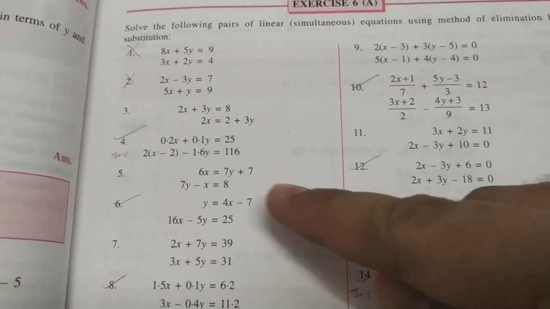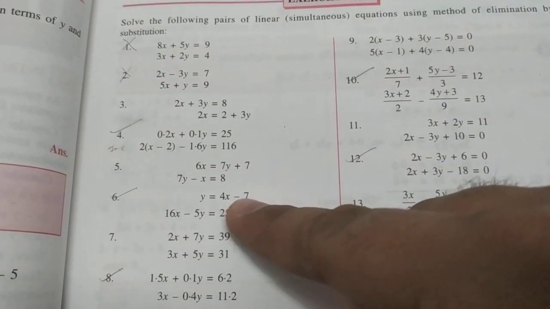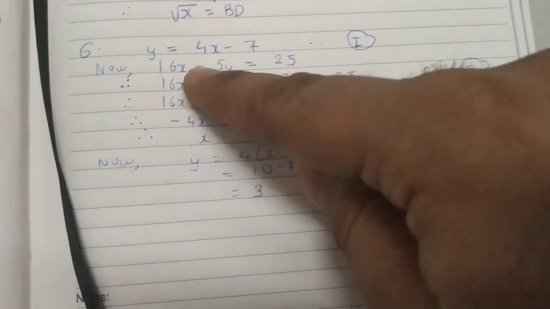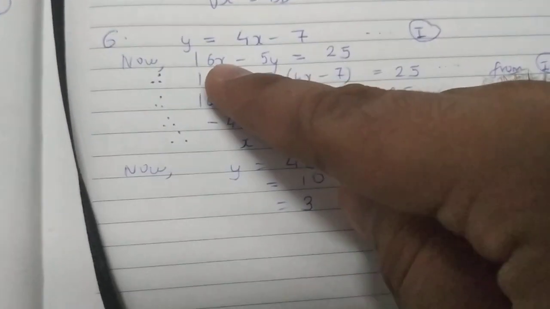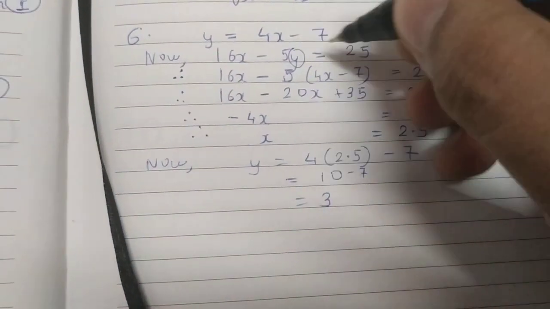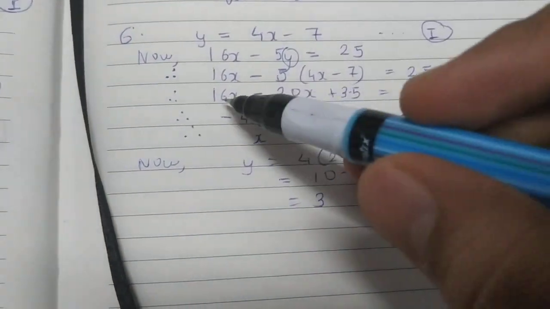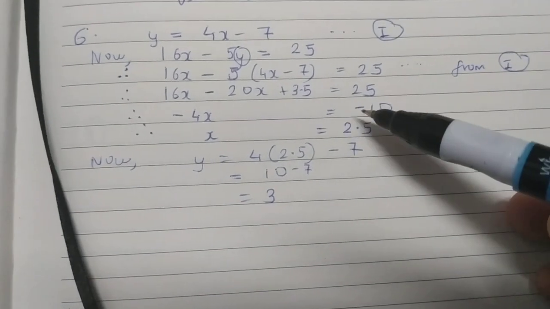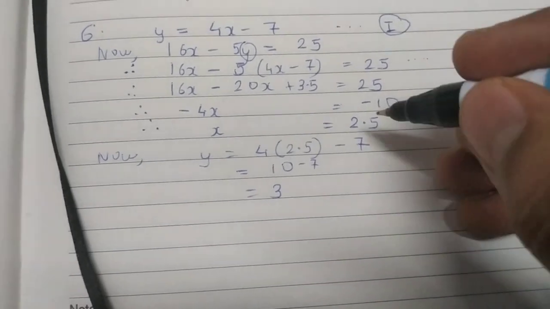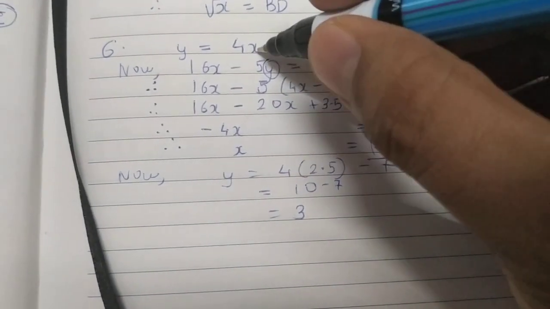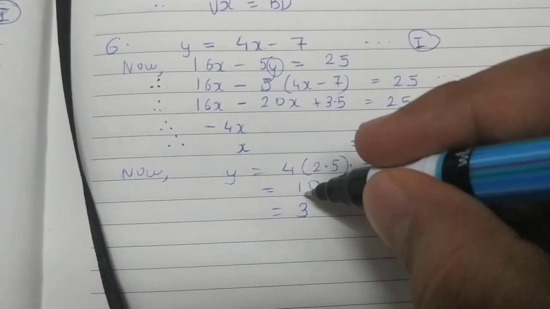Now in the sixth sum, again they've given two equations, but in the first equation, y is already alone, so that's easy now. What we'll do here is we'll call this equation number 1. Now we'll start with the second equation, substitute the value of y with 4x minus 7. So now the whole equation is in the form of x. Only one unknown variable. Open the brackets, solve algebraically, get the value of x, which is 2.5. Substitute that value in equation 1 again, so we get the value of y as well.